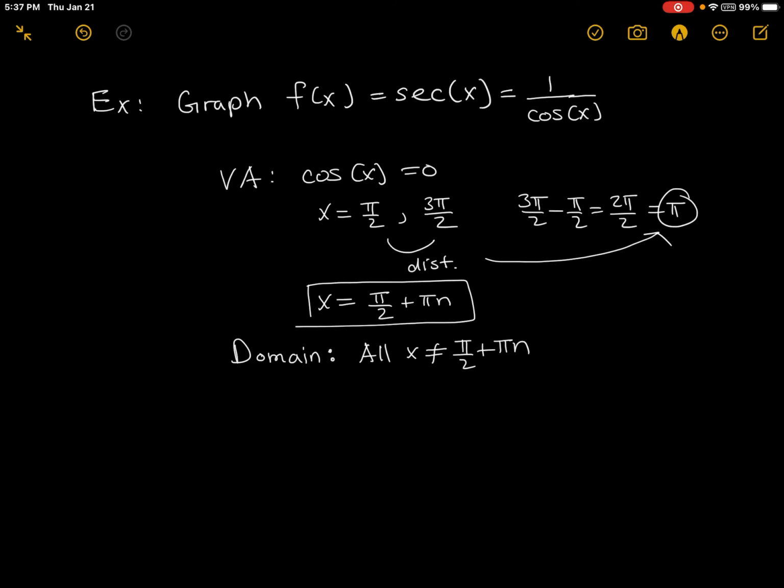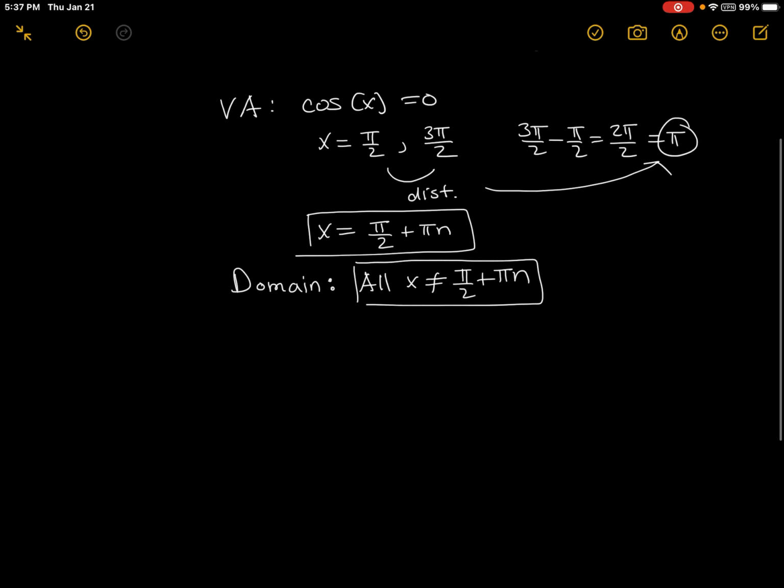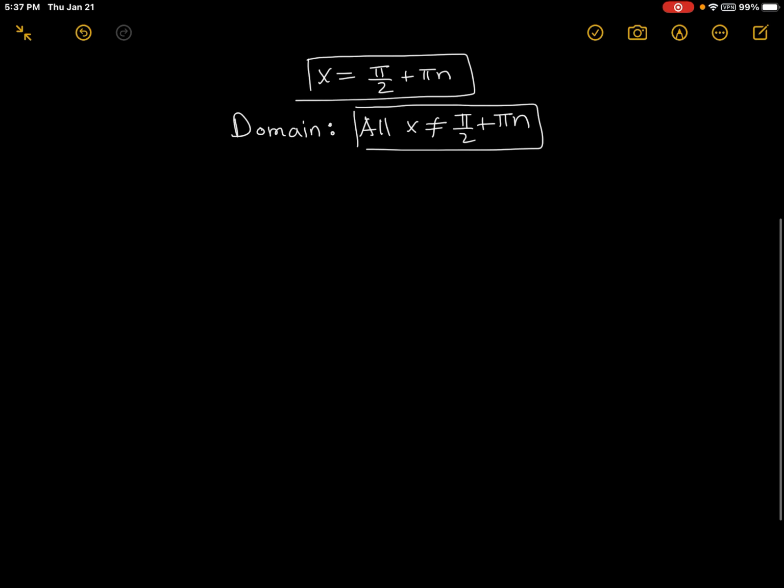Because remember, the graph can never ever cross a vertical asymptote in a rational function. It's no different over here. Okay, so on a quiz or a test, make sure you know how to solve for VAs. That's most likely the type of question I will ask you. But let's plot it and let's see if all my VAs are going to repeat like this, pi over 2 plus pi n. So how do I graph secant x?